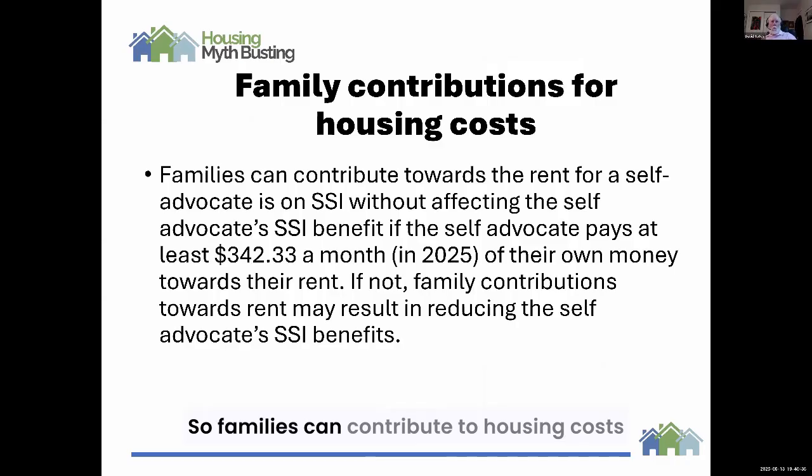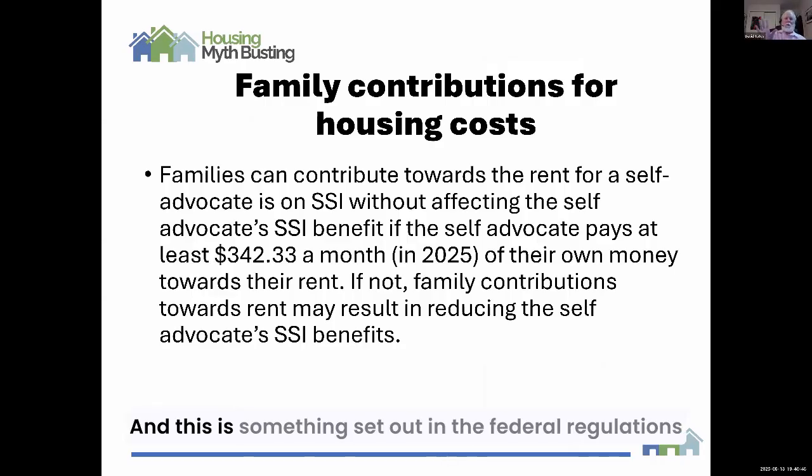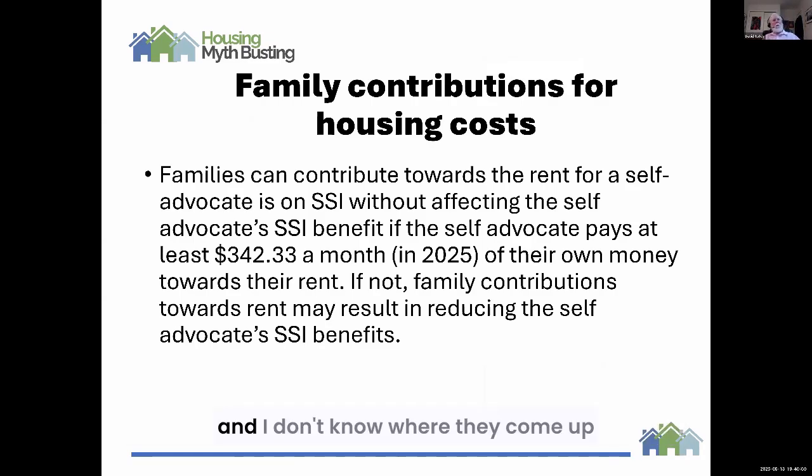Okay, so families can contribute to housing costs if the self-advocate pays at least, and this is something set out in the federal regulations, and I don't know where they come up with these numbers, $342 a month from their own money. This would be for someone on SSI towards the rent, and the family could contribute the rest without it affecting the individual's SSI benefits.